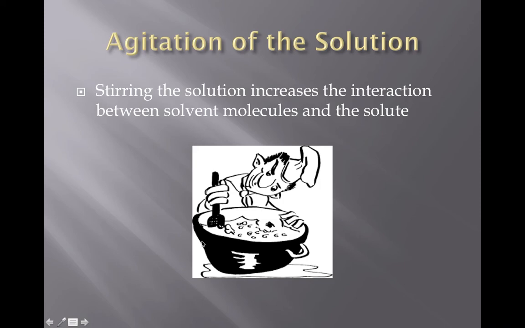Agitation, your next one. If you stir a mixture or stir a solution, the reason you stir it is to increase the interaction of the molecules. So when you stir it, instead of just increasing the temperature, you are by yourself manually increasing the interaction between solvent molecules and the solute. So it works in the same way that you increase the number of interactions, you increase the solubility, or the rate at which it dissolves. So how fast it dissolves is what we're talking about.